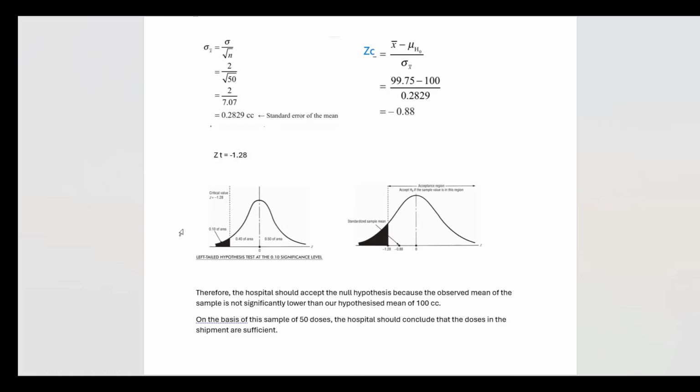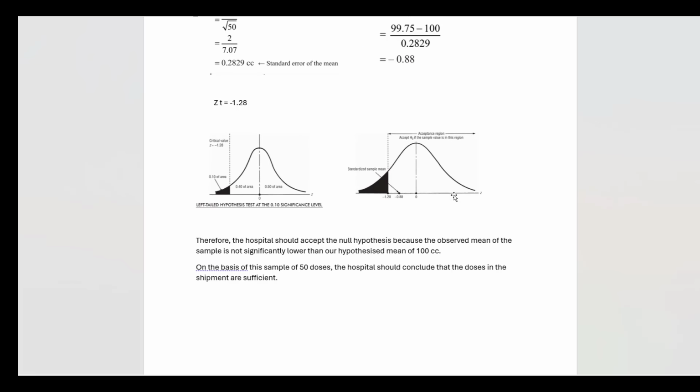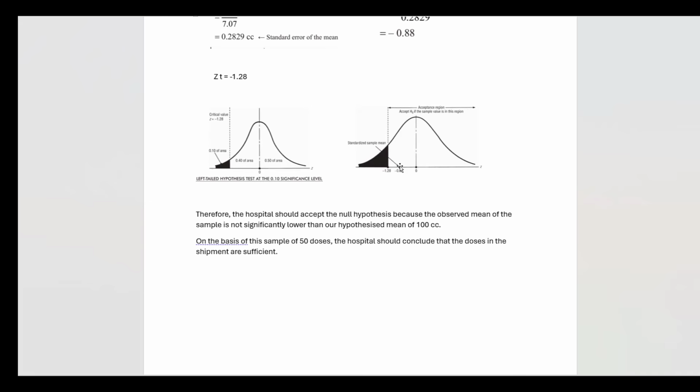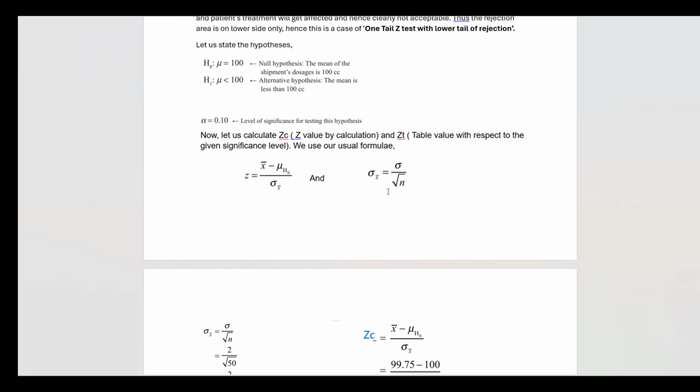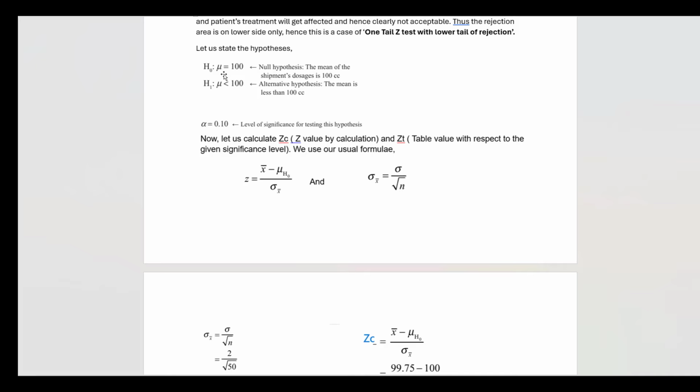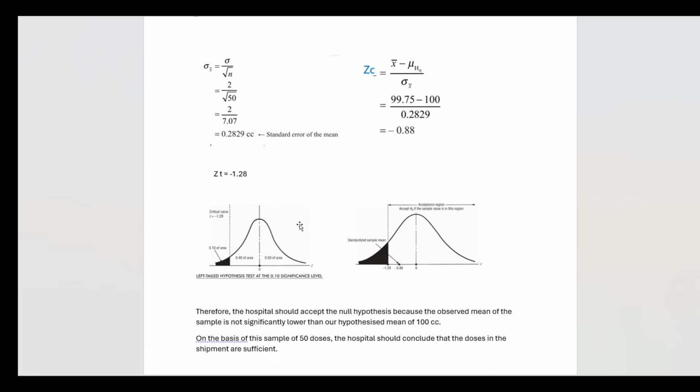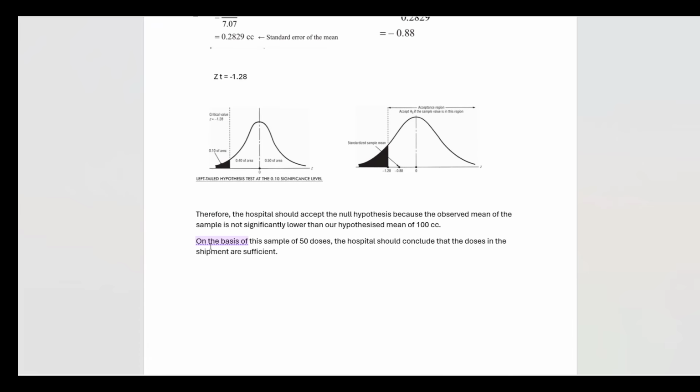And on the right side of minus 1.28 is the acceptance region. Our Z calculated is minus 0.88. So it clearly falls in the acceptance region, and hence we will accept the null hypothesis, that we can conclude that mu is 100 cc. So our conclusion is, on the basis of this sample of 50 doses, the hospital should conclude that the dosages in the shipment are sufficient and we should accept the consignment.